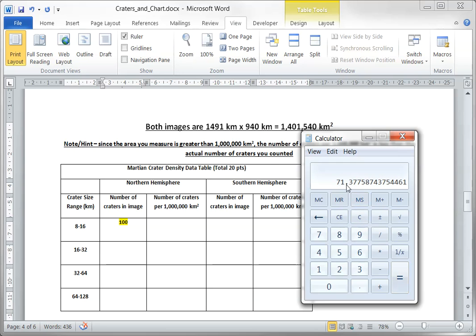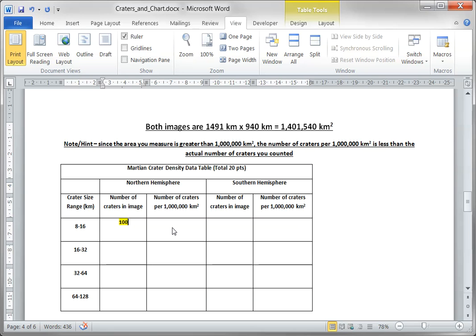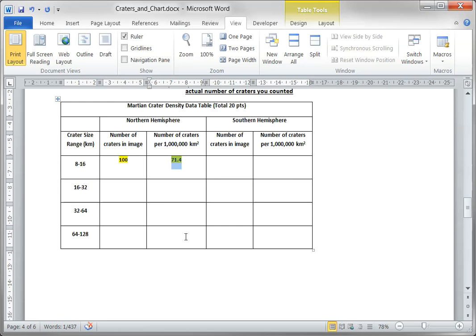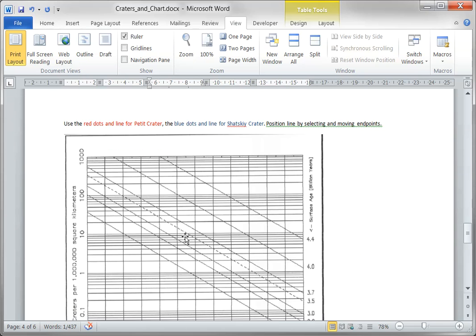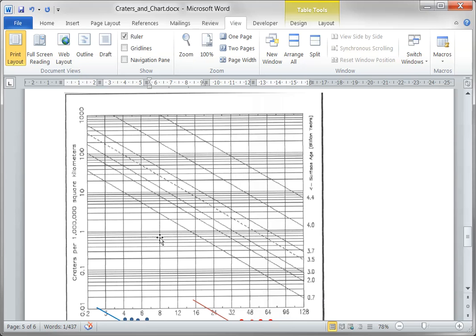and you get a value of 71.4 if we round off to the nearest decimal place. So you enter 71.4 into this cell, and this is the number that you're going to plot on the graph, which is right below. Now, before we plot anything, let's have a quick look at what's on this graph.